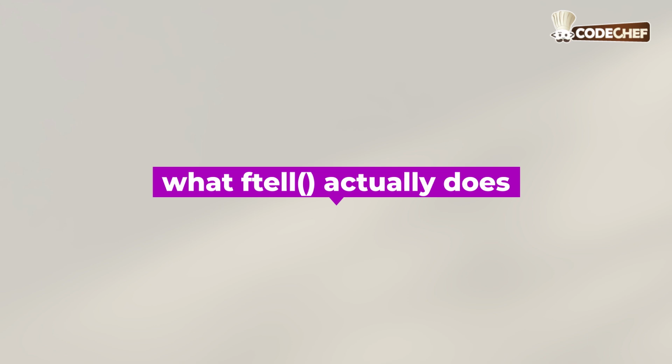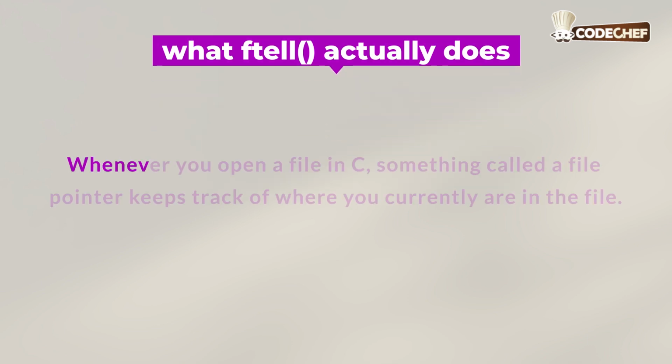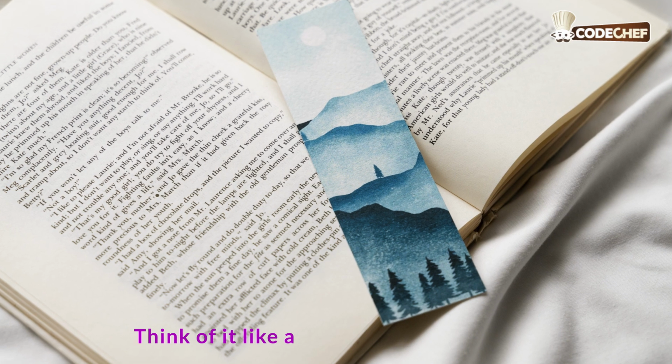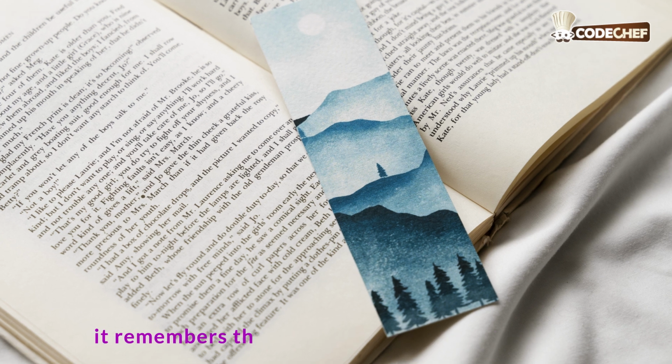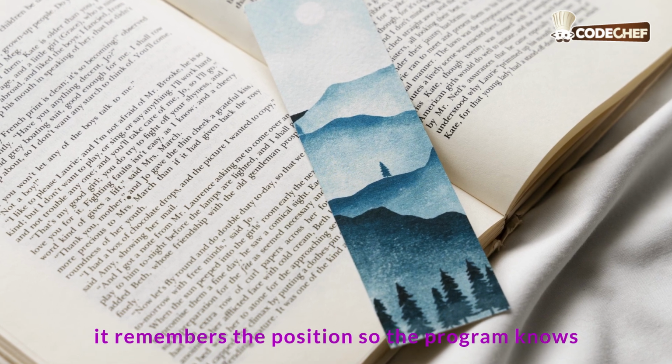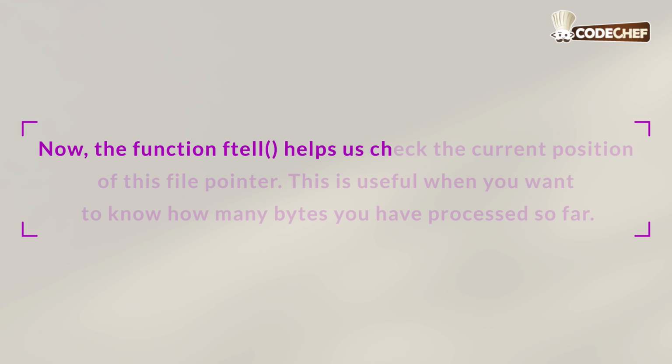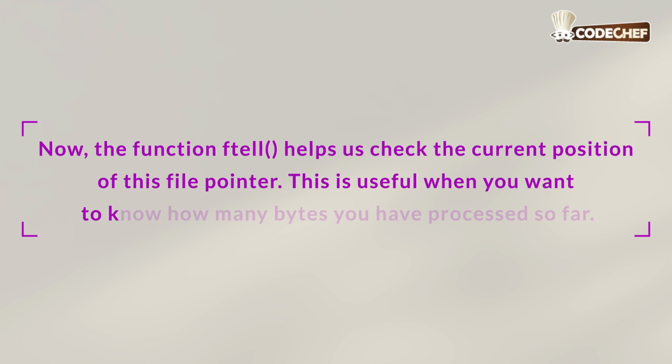What does ftell actually do? Whenever you open a file in C, something called a file pointer keeps track of where you currently are in the file. Think of it like a bookmark inside a book. It remembers the position so the program knows where to read or write next. Now the function ftell helps us check the current position of this file pointer. This is useful when you want to know how many bytes you have processed so far.